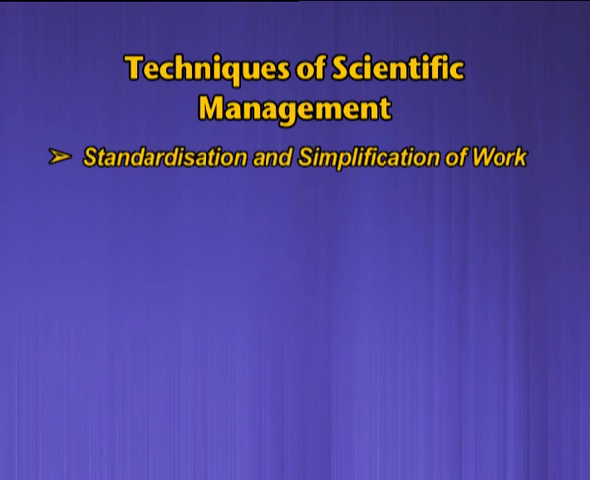Students, our next technique of scientific management is standardization and simplification of work. Standardization refers to the process of setting standards for each business activity. For example, product, raw material, machine, and methods. It means that we have to set the standard and everything should be according to that standard only.